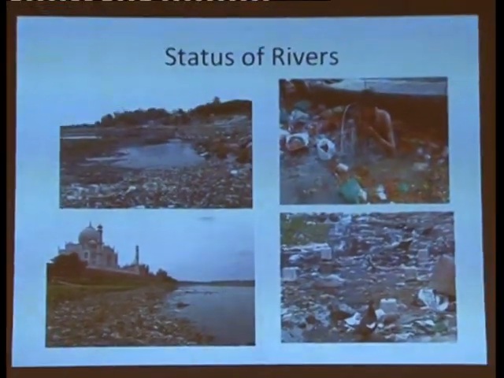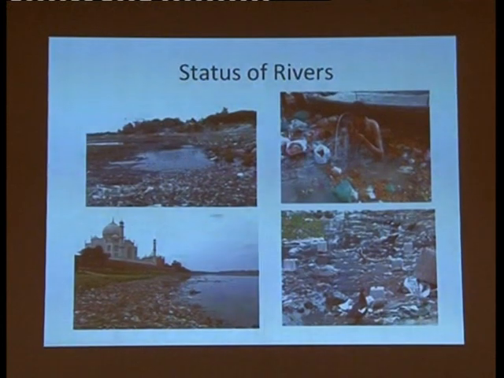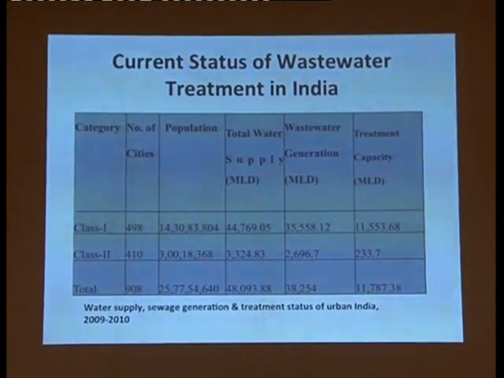And this is a common sight, and you all know which are the places. This is Delhi, and this is Agra near Taj Mahal, and this is Allahabad near Sangam, and this is Cooum River, some part in Chennai. So, anywhere you go, this is a common sight in India. And who is responsible? We all are responsible for that.